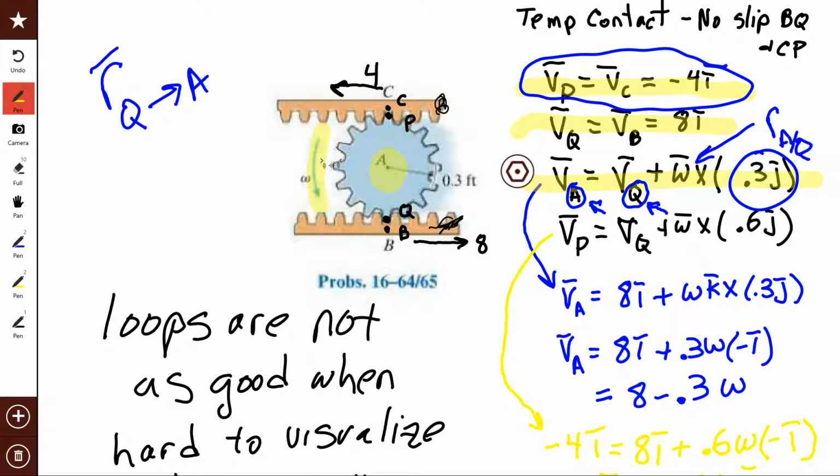Okay, so that's why I put in positive omega K. Right? So all I did was I plugged numbers in. And then what do I do? What's the next step? What's the next blue step? I just did the cross product. How do you know that K cross J is a minus I?